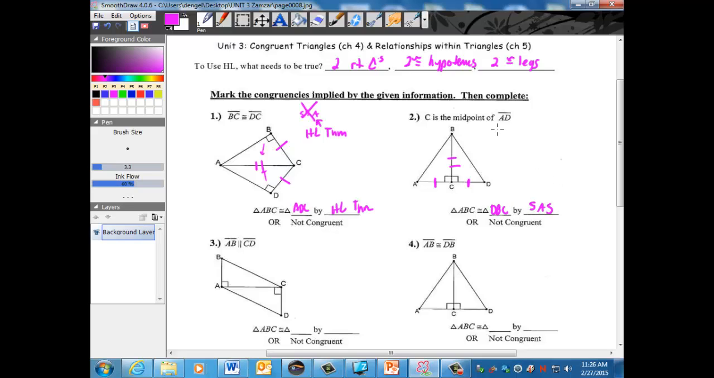Now you might be thinking, wait a minute, how come we didn't use HL theorem? Well, remember that on right triangles, we have 5 choices. We can use side-side-side, side-angle-side, angle-side-angle, angle-angle-side, and our new one, HL theorem. But we're not always going to use HL theorem to prove that right triangles are each congruent. We still have all these other 4 methods that work. So this is side, angle, side.